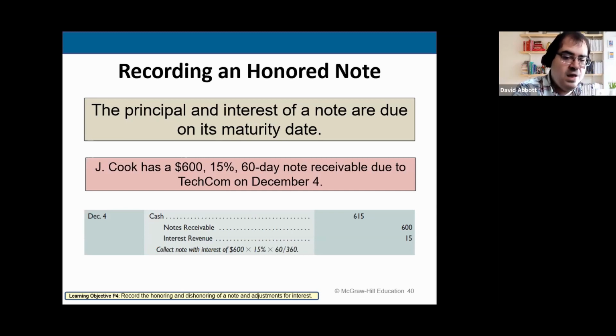So we see that on December the 4th, we debit cash $615 because we received cash, and that would be $600 credit to notes receivable because that's the principal of her note. And then you will credit interest revenue for $15 because that's the amount of interest that was owed and that she paid.